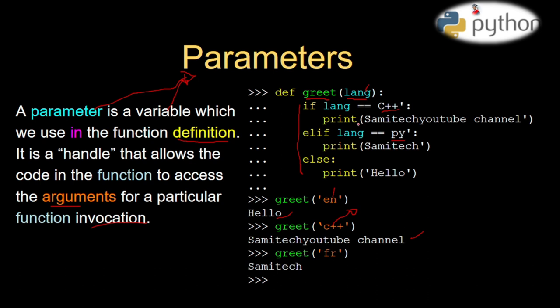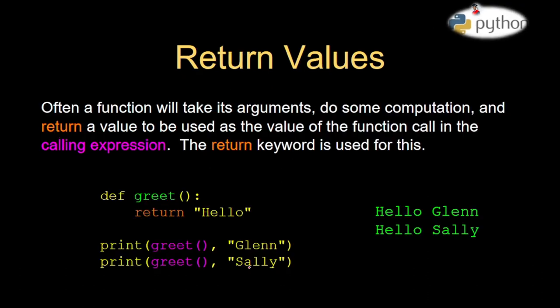Then the last one, fr. Great fr, compare here: fr equal to c++ no, fr equal to py no, then the last option is actually this. Hello world will be displayed here. Hello only, hello, because fr didn't match any value in the condition. This is a mistake, sorry. Good.